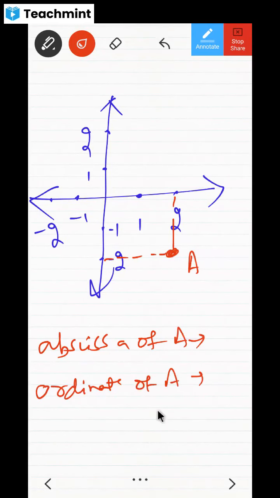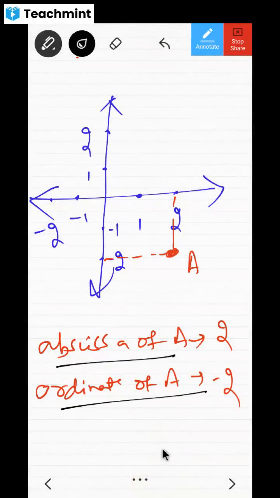Tell me, what is the abscissa of A? 2. What is the ordinate of A? Minus 2, right? That's it. Abscissa means x coordinate and ordinate means y coordinate. Understood? I hope it is clear.